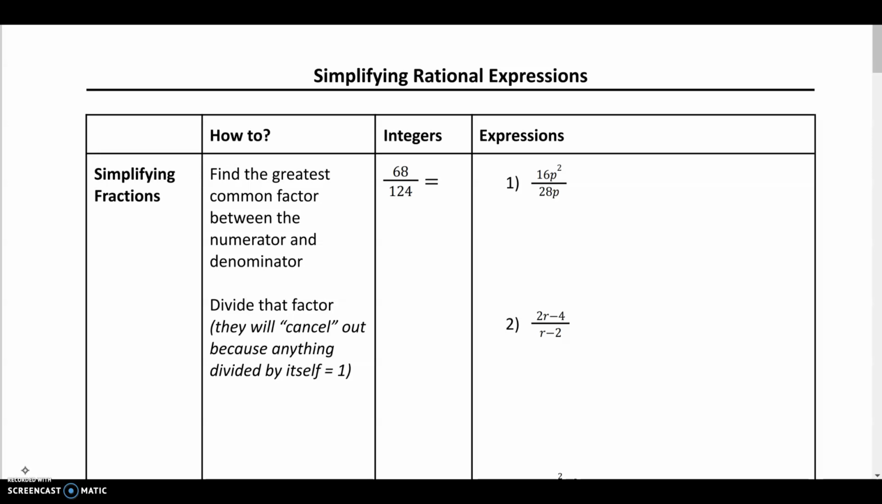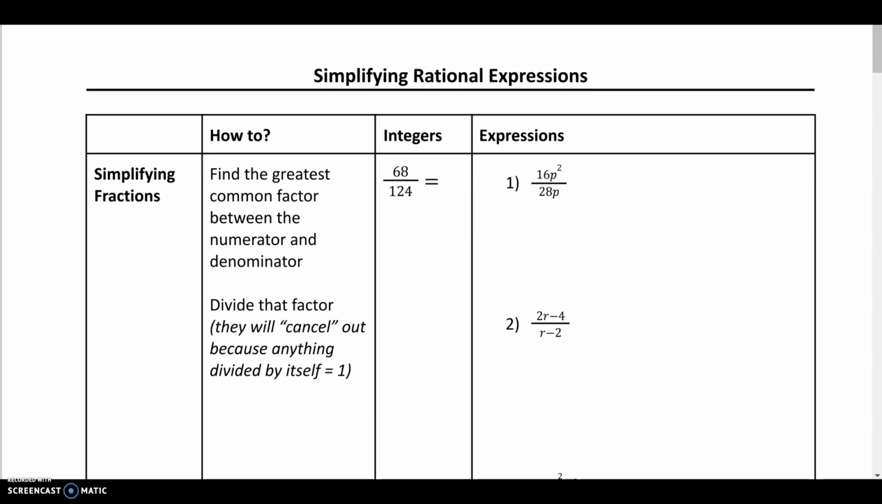Remember, a rational function is essentially a fraction with variables. So it's got a polynomial in the numerator and denominator, as you see on the screen here. An expression is like an equation without an equal sign. It's just a mathematical statement. So that's what we're going to be working through in these videos.